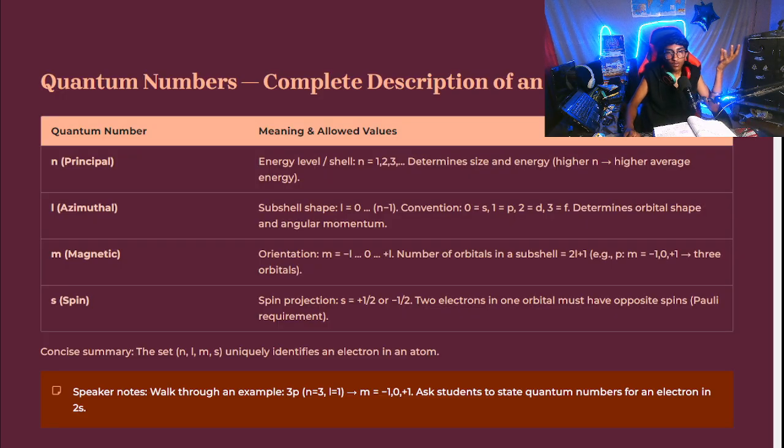Now, I'll tell you about subshells. There are basically 4 subshells: S, P, D and F. It is given here in the slide. It determines the orbital shape and the angular momentum basically. So whenever you see 2p, the number 2 represents the shell, while p represents the subshell, and that will also give you the orbital shape.